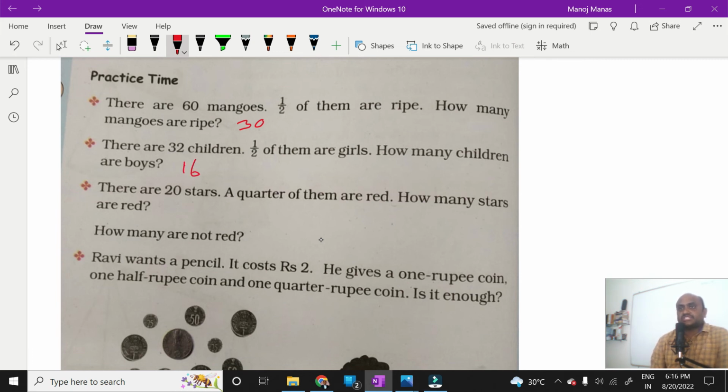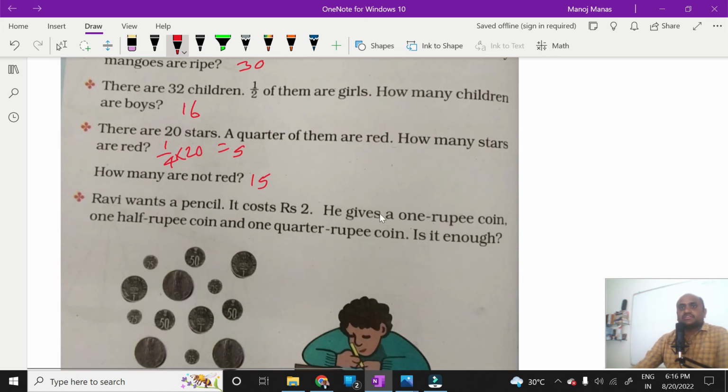There are 20 stars, a quarter of them are red. How many stars are red? So 1 by 4 into 20, which is nothing but 5. Okay, so how many are not red? 15 are not red. If 5 are red, 15 are not red, obviously.